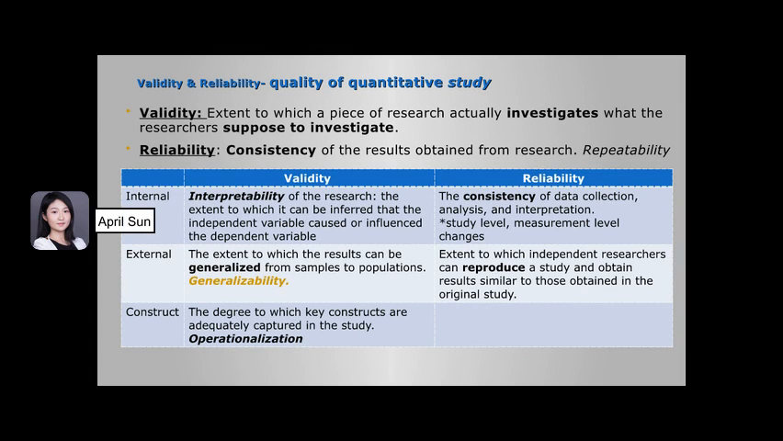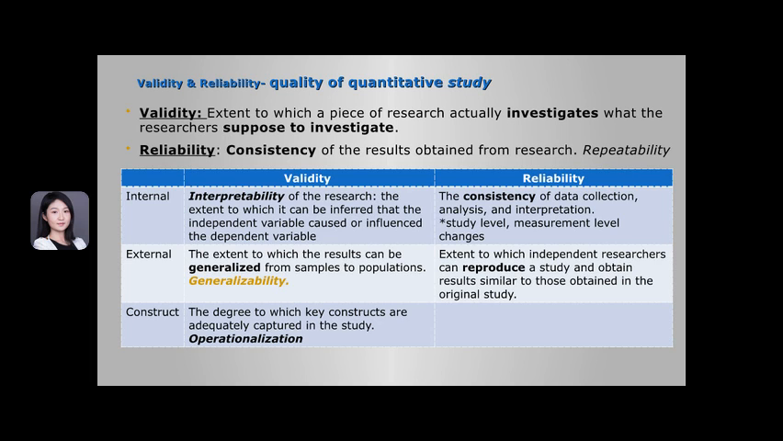Validity and reliability are two important criteria to assess the quality of a quantitative study. Validity is the soundness of the evidence, whether findings are convincing and support the desired inferences. Validity looks at whether the study actually investigates what it aims to. Reliability is mainly about the consistency of obtained information.